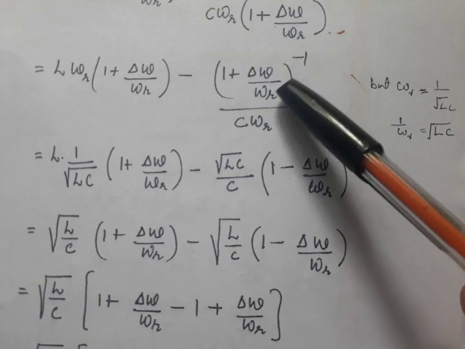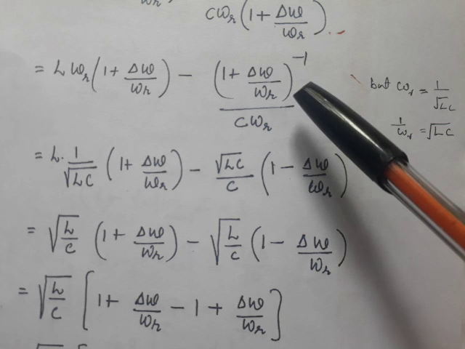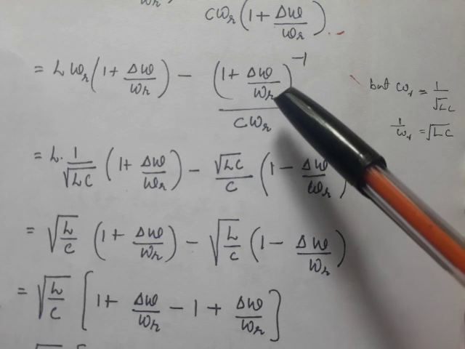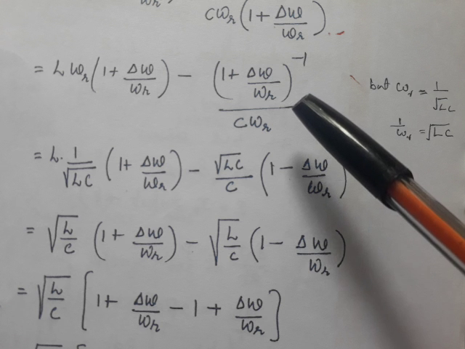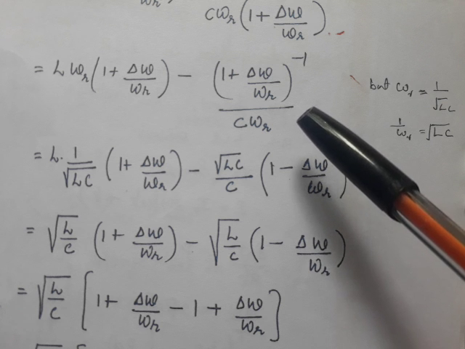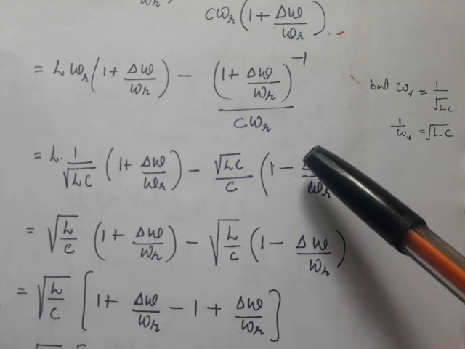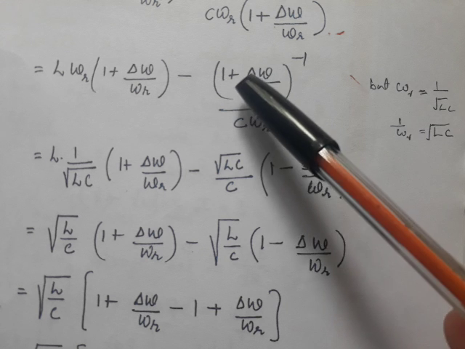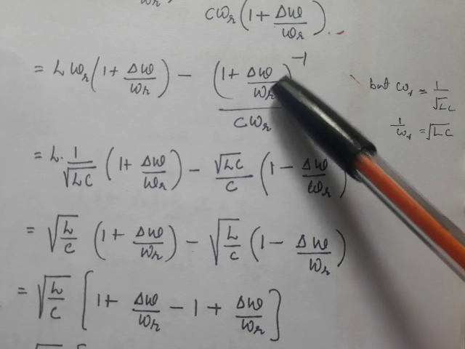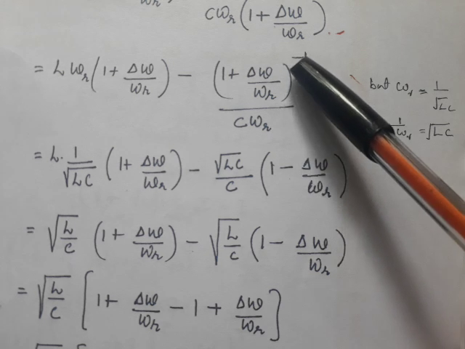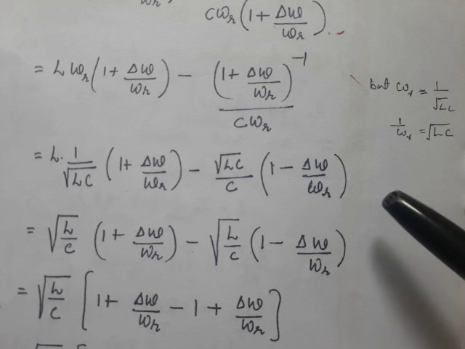This term comes under binomial expansion. This is in the format 1 plus x whole raised to n. In that case we get 1 plus nx. Extra terms will be there. So what we do is, for this special case, as delta omega by omega R is a very small number, this becomes 1 minus delta omega by omega R.